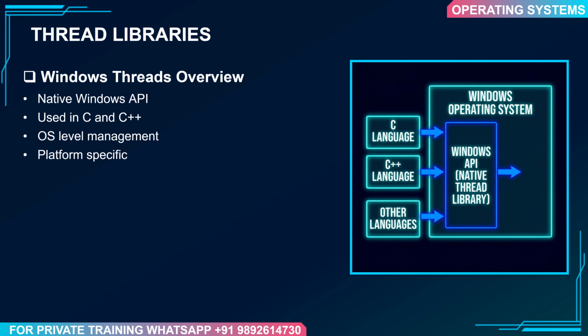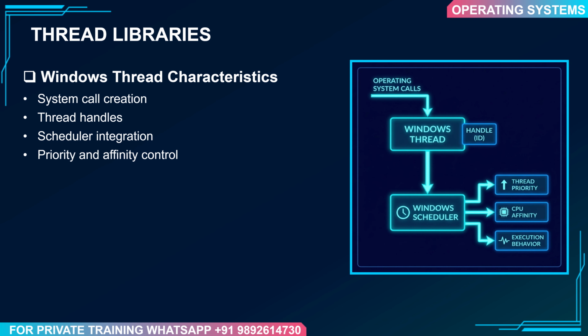Now let us talk about Windows threads. On Windows systems, threads are managed using the Windows API. This is a native thread library provided by the Windows operating system itself. It is commonly used in applications written in C, C++, and other languages that interact directly with the Windows API. In Windows, threads are created using system calls provided by the OS. Each thread has a handle, which is like an ID that the system uses to manage it.